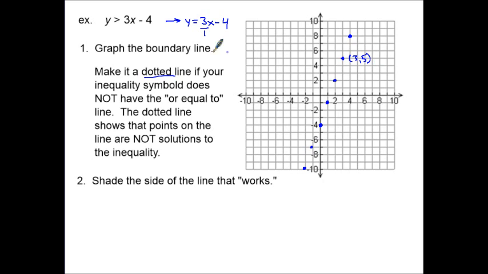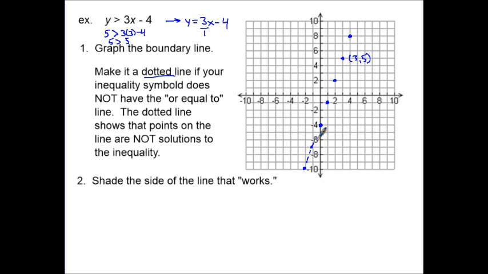So he's 3, 5. I'm going to pick him and plug him in this guy again. So if I plug in 3, 5, the 5 is my y. I've got y greater than 3 times 3 minus 4. And I apologize for cramming this in here, but this gives me 5 greater than, well, 3 times 3 is 9, and 9 minus 4 is 5. Well, is 5 greater than 5? Well, certainly not. So I'm going to use a dotted line now to show that this point isn't a solution, nor is any other of these points.